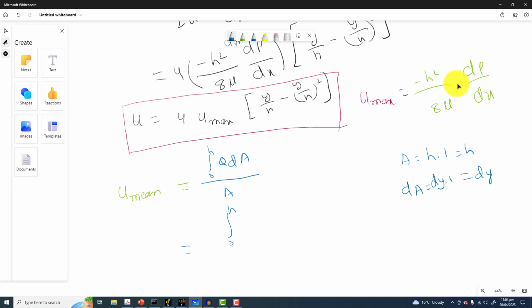and so I can write down the q as q into dA. Okay, you know that if we multiply velocity with area, we will be getting the flow rate. So the flow rate now will be like this, and this is going to be u into dA. Okay, so the integration of q will be equal to u into dA.